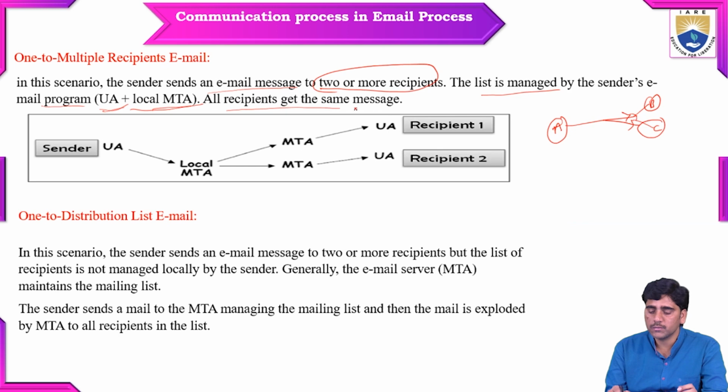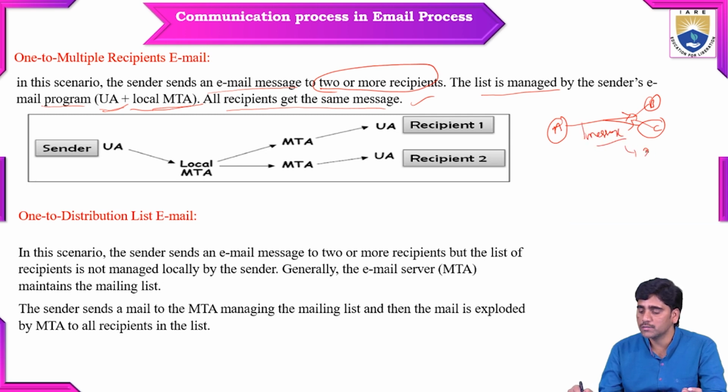All recipients get the same message. So the message is the same, but the recipients are different: recipient 1, recipient 2, recipient 3. A common message has to be sent to all the recipients.